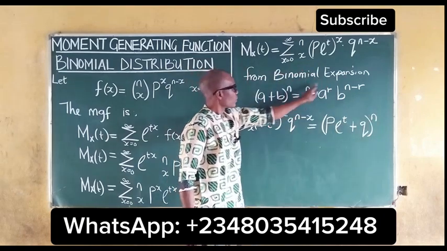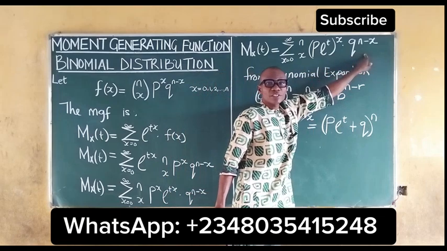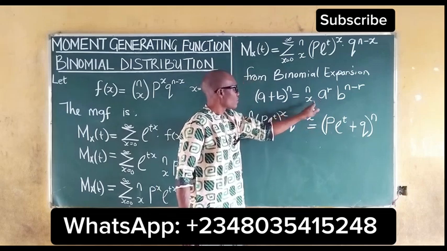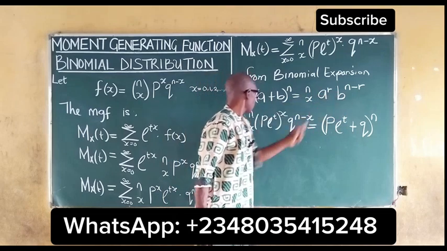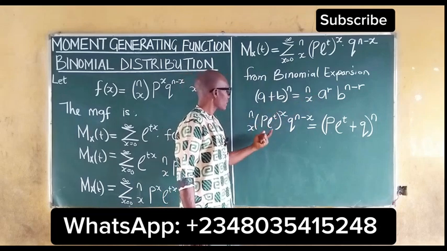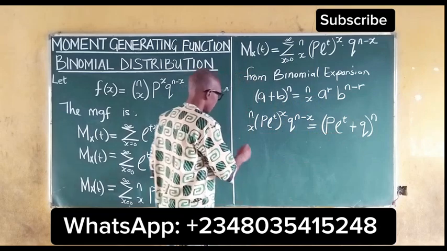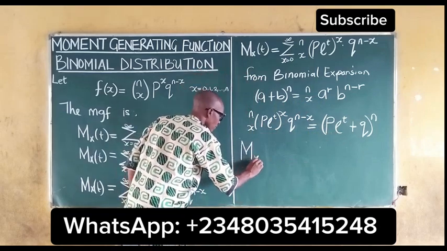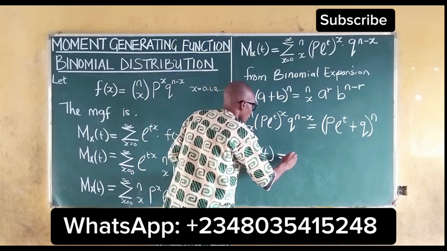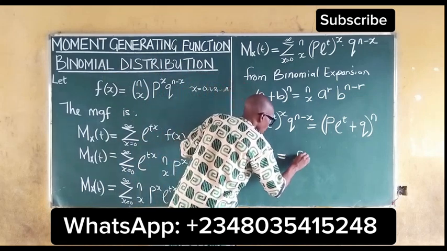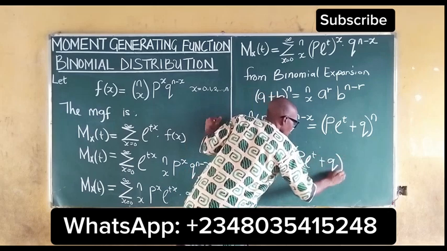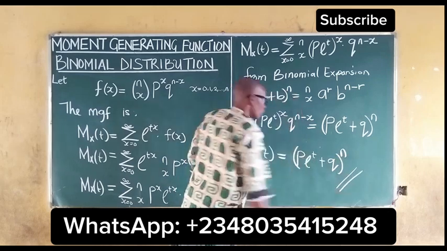The whole of this represents the function we have written down here. Of course, this is equal to this. The expansion of this and this are the same thing. If this is equal to this, likewise, this function is also equal to this. Hence, the moment generating function for the binomial distribution can be written as (p e^t + q) raised to the power of n.